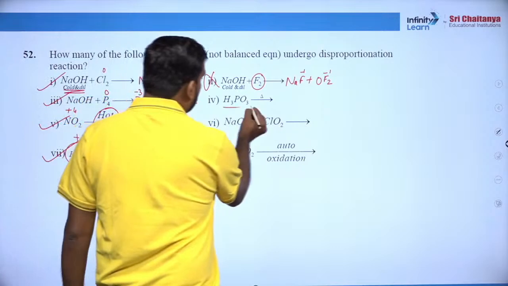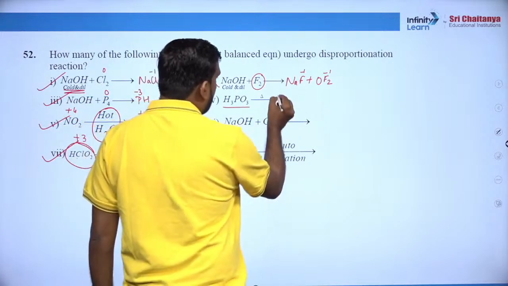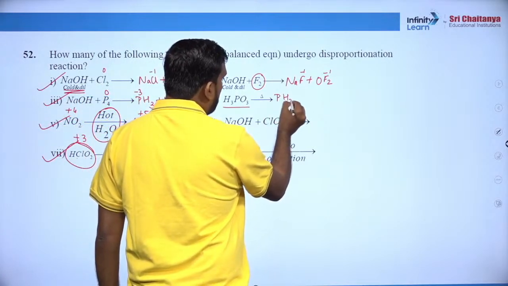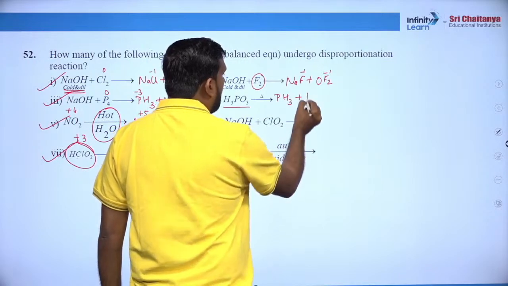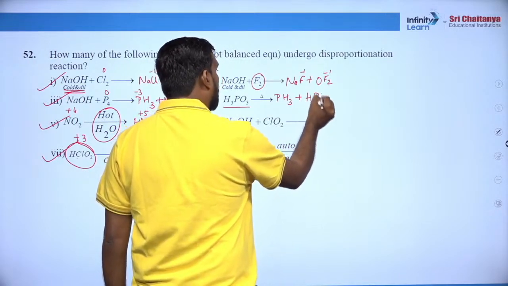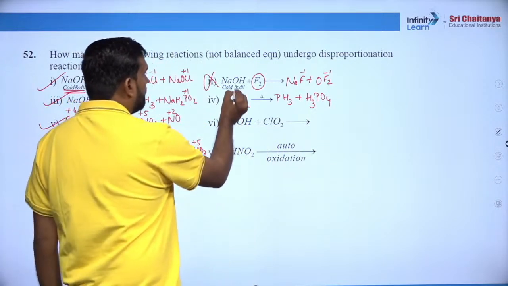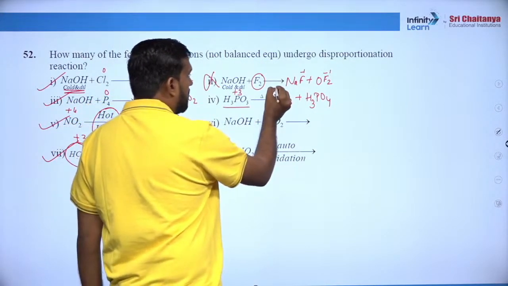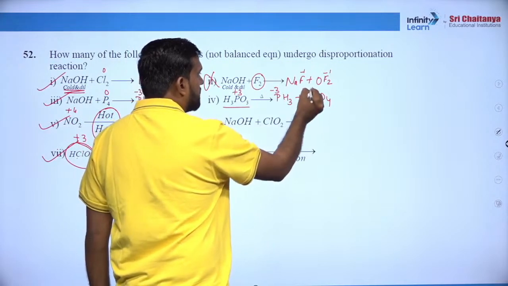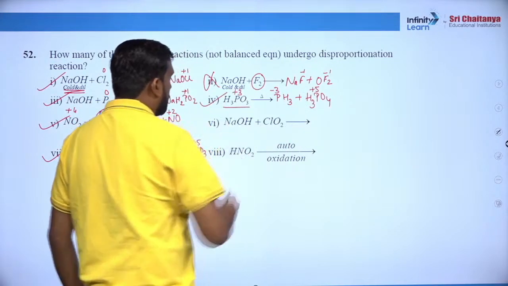Okay, next is P4 with NaOH. So here, on heating, it creates PH3 along with NaH2PO2, okay. So here this product is formed, and it looks like it has +1 oxidation state, here it is -3 and here it is +1. So this is the disproportionation, no doubt in that.